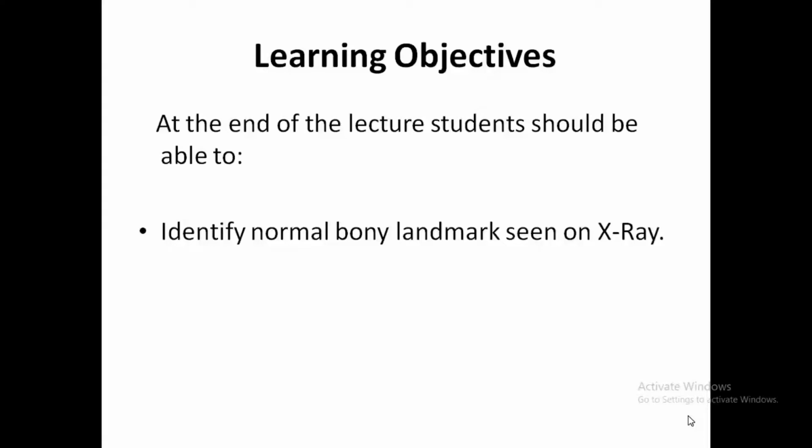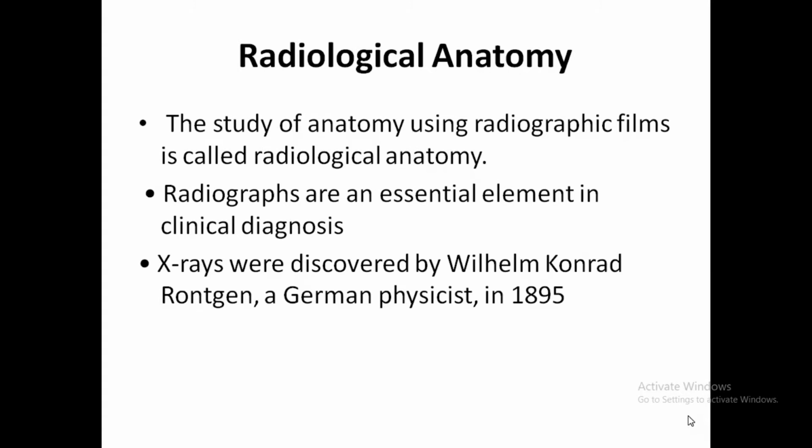To identify normal bony landmarks seen on X-ray. So starting with radiological anatomy. First of all, anatomy is the study of structure of organism and its part. And when this study of structure of organism occurs by using radiological films, it is called radiological anatomy.